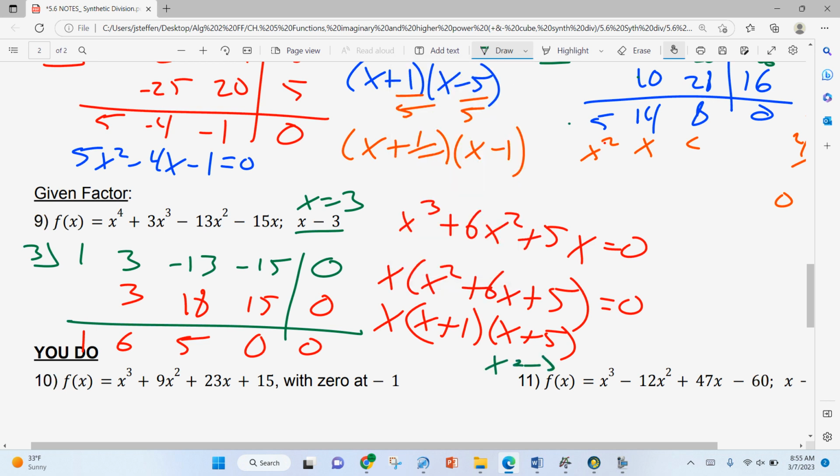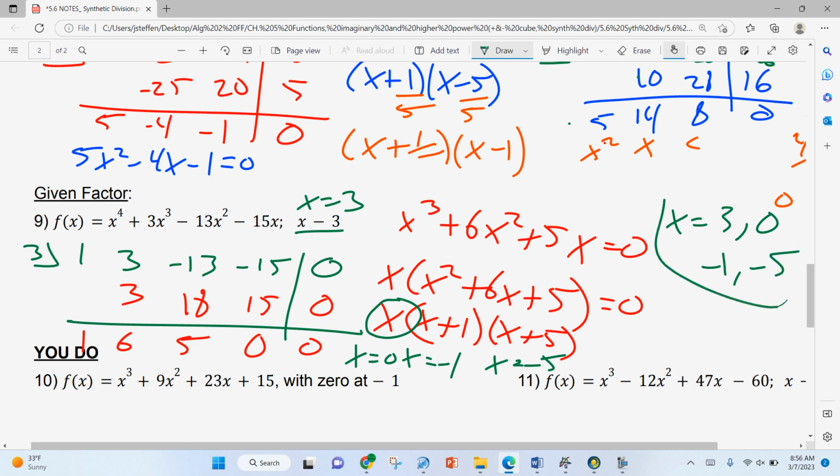Negative 5 for one of our answers. Negative 1 for one of our answers. What about this x that we factored out? What would you plug in to make that 0? Yeah, just 0, because it's just in there by itself. So we also get x is equal to 0. So your answer for this one is a little bit longer. There's 4 of them. We have 3, 0, negative 1, negative 5. Those are all your answers. And again, that makes sense because we started with an exponent of 4, so we need 4 zeros for that. We need 4 answers.